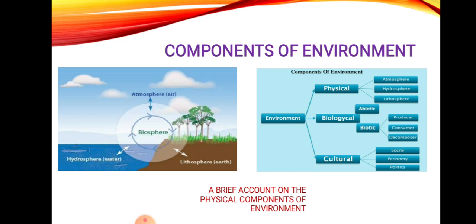Then the biological component is further divided into two types: abiotic and biotic. Abiotic denotes non-living factors. The biotic factors denote living factors. The biotic factors are further subdivided into three categories.